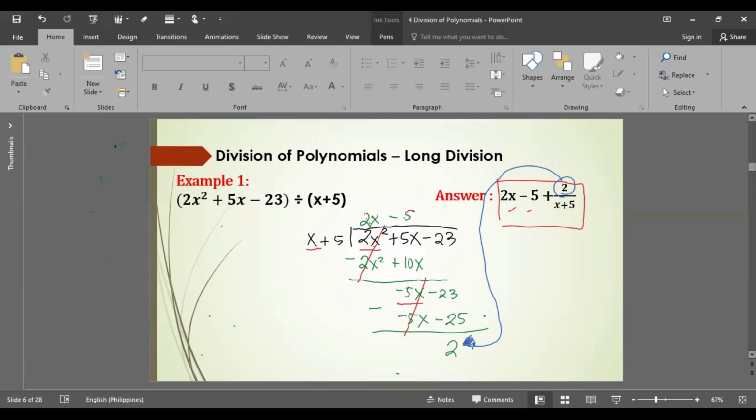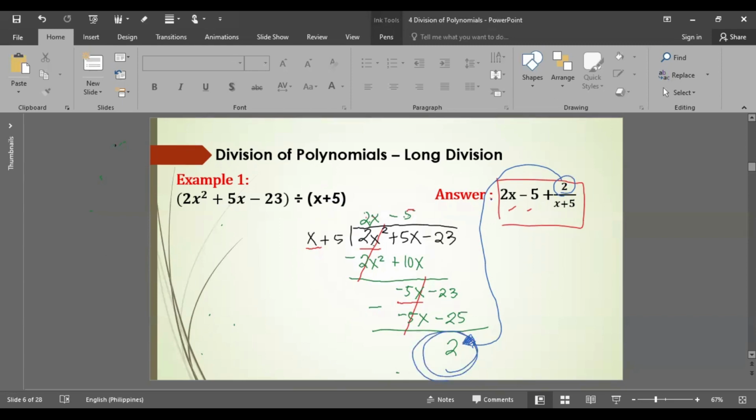And to write the remainder, class, we have to consider the divisor. We have to put it in the denominator. The denominator of the remainder we got here. That's why we have here 2 over x plus 5, which is the divisor. Class, whatever the sign of your remainder is, that will also be the operation here. So, I hope it's clear to you. Did the remainder we got when we performed the remainder theorem match? Does it match this? What was the remainder we got earlier? It's 2. So, they're the same. So, that's how we perform the long division method.